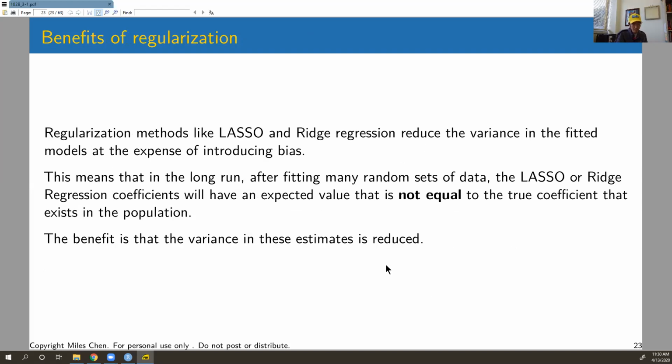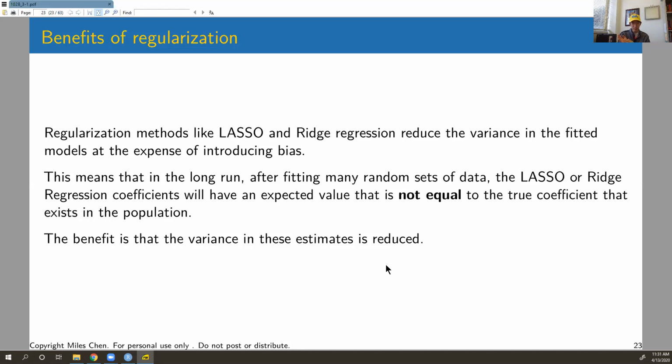So this is where doing something like LASSO or ridge regression can benefit, okay? So yes, when you use LASSO or ridge regression, it does push your R-squared values down, okay? And when you do LASSO or ridge regression, what happens is that you get biased estimates, okay? So in the long run, when you take the expected value of LASSO coefficients or the expected value of ridge regression coefficients, those expected values will not be equal to the true coefficients that exist in the population, right?